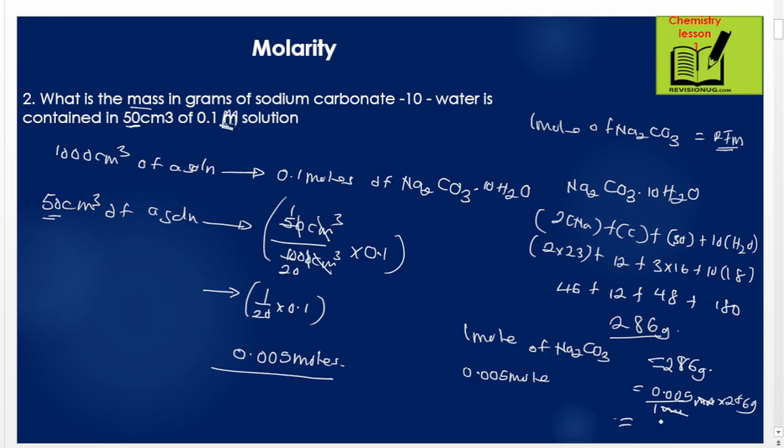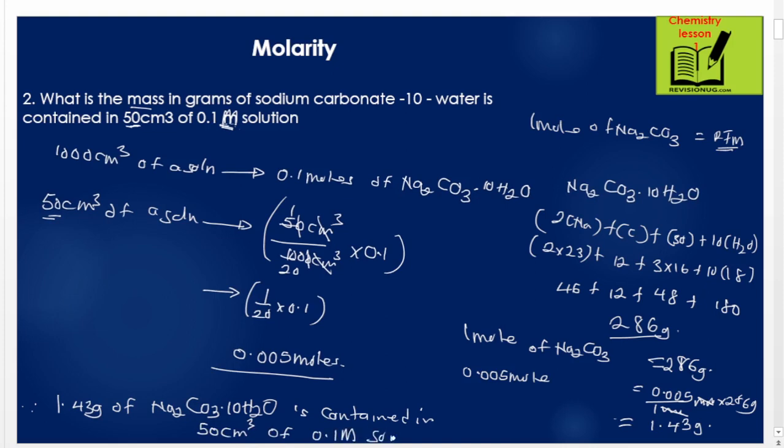Now 0.005 times 2, 8 and 6. Then the answer is 1.43 grams. Therefore we come and conclude and say then 1.43 grams of sodium carbonate decahydrate is contained in 50 cubic centimeters of 0.1 molar solution.